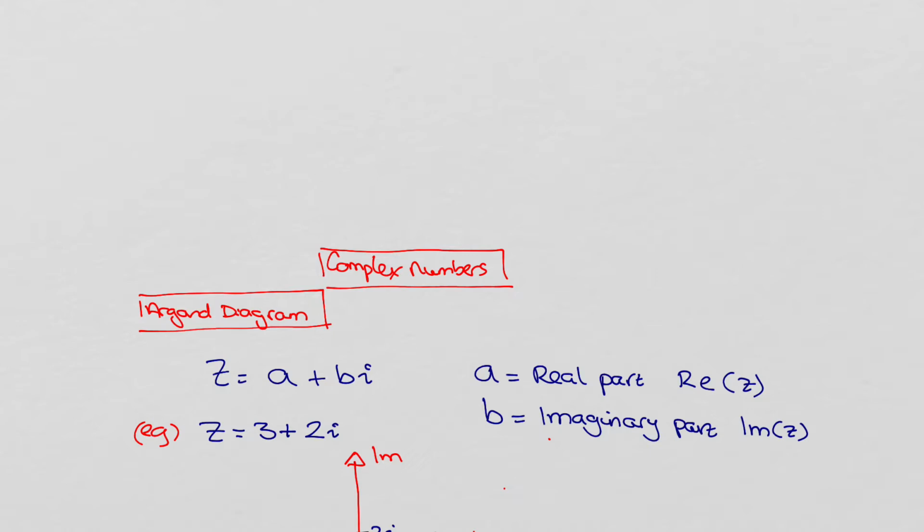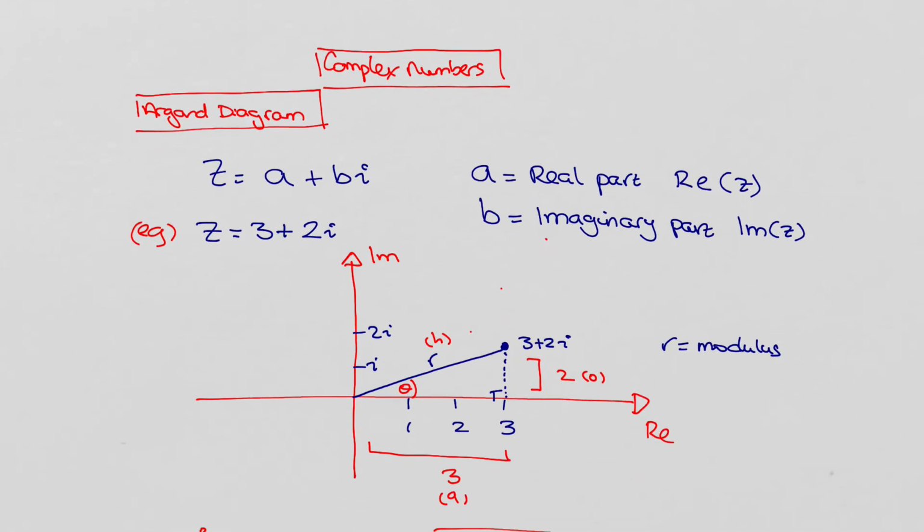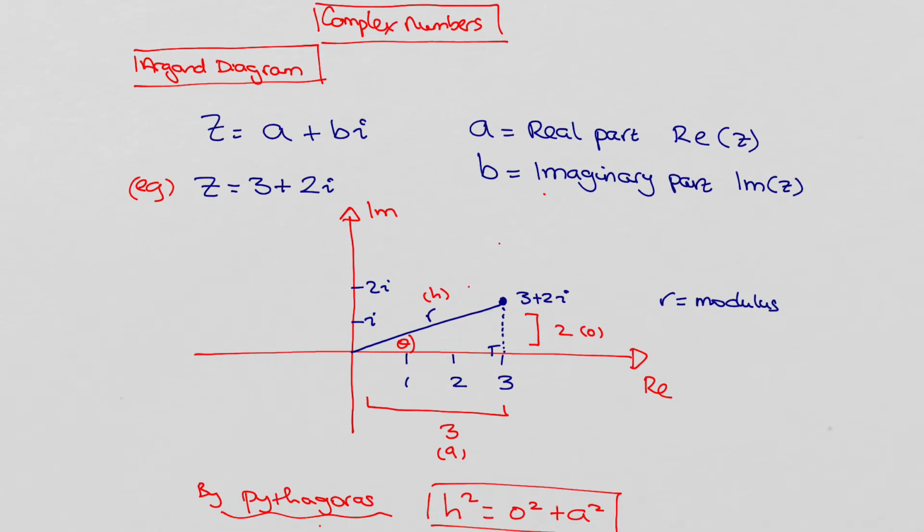It's important to note that b is the coefficient of i. For instance, we could have the complex number 3 plus 2i, then 3 would be the real part and 2 would be the imaginary part. The Argand diagram is the way in which we plot the complex number itself.